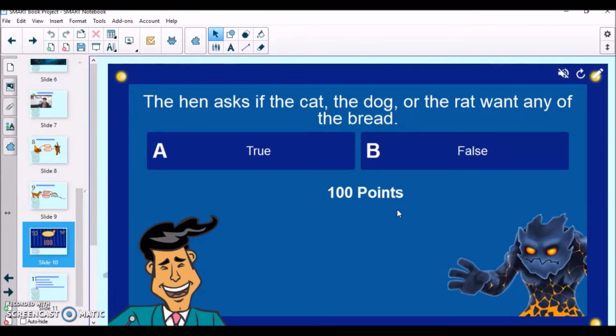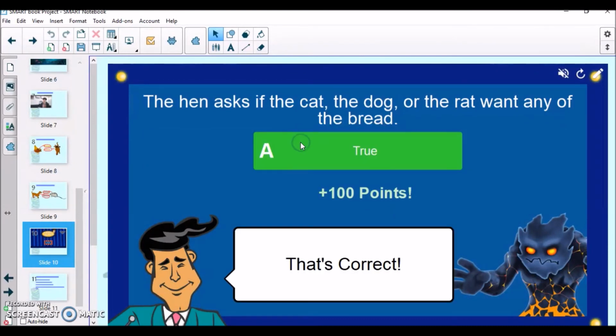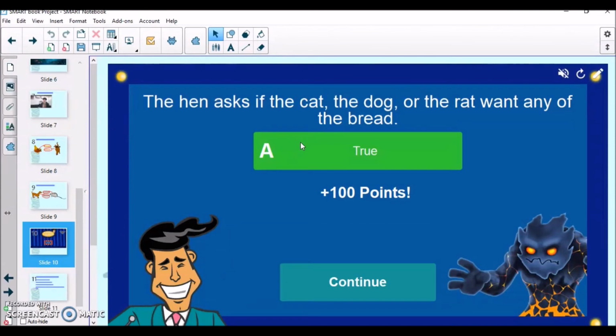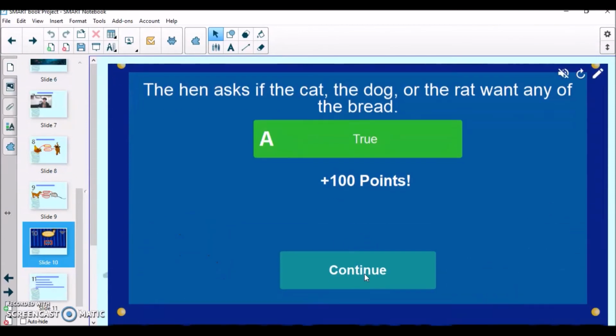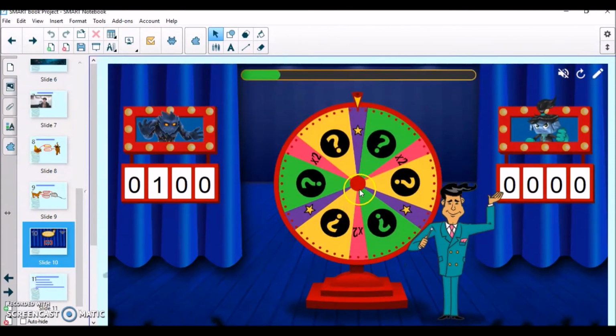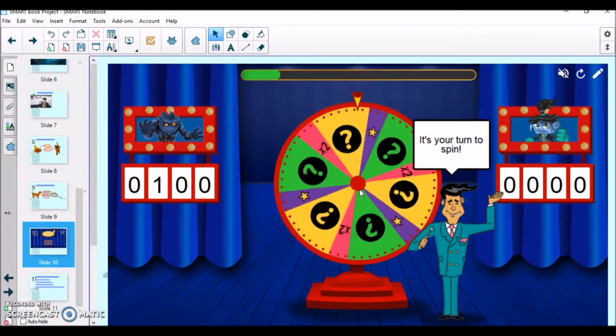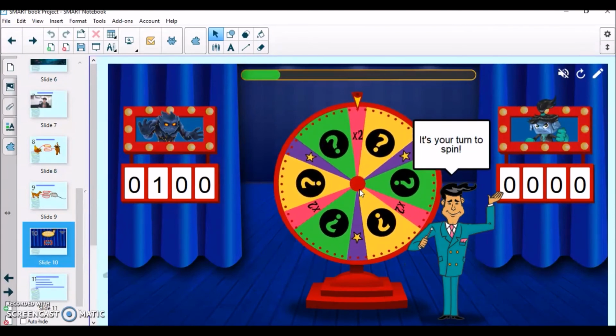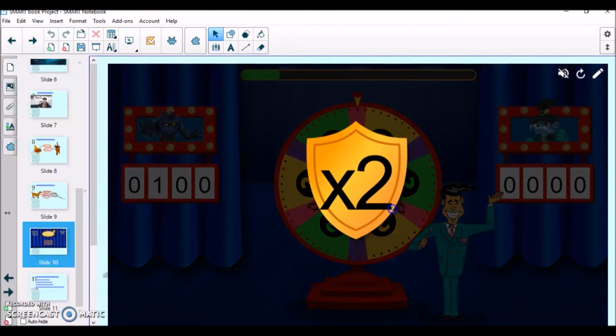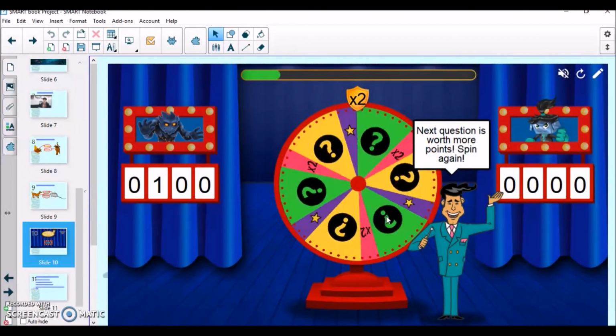Okay, Connor, what do you think? True? Let's see. That is correct. Good job, Connor. Okay, we're on to the next one for the right side of the room. Let's spin for you guys. Okay, you got a ×2, which means that you get double the points on your next spin if you get it correct. So let's see.